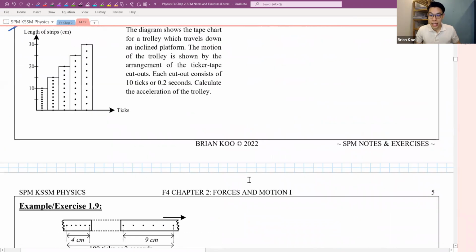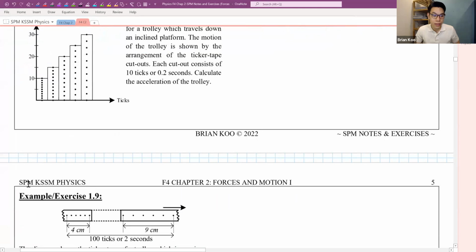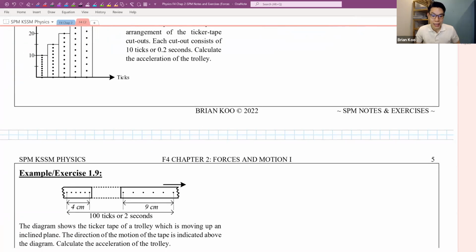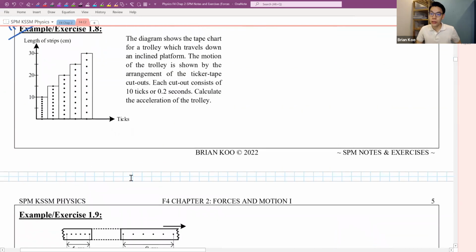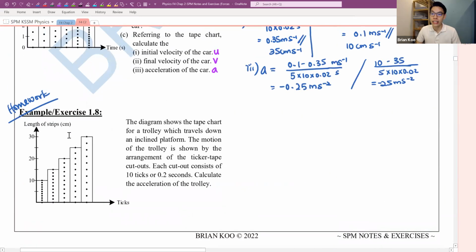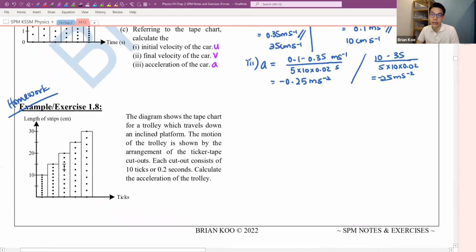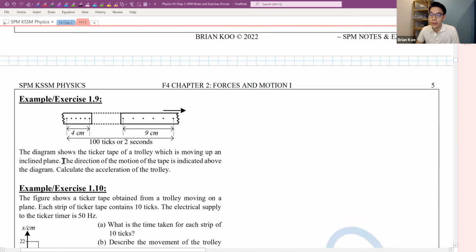1.8 homework, I'll discuss this next class. Let you try yourself. I want to do 1.9. Those of you who are waiting in class, if you can quickly do this, then you don't need to do it as homework.